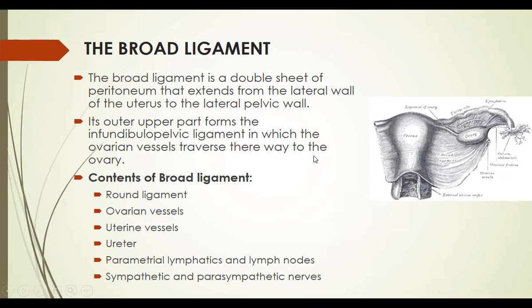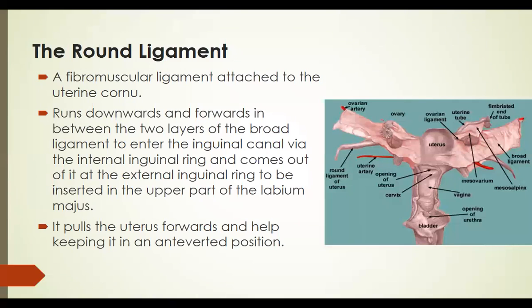So what are the contents of the broad ligament? It not only contains the ovarian vessels, uterine vessels, but also the ureter, round ligament, parametric lymphatics and lymph nodes, sympathetic and parasympathetic nerves. All these will be within these two folds of the peritoneum: ovarian vessels, uterine vessels, ureter, round ligament, the lymph nodes as well as lymphatics, as well as the sympathetic and parasympathetic nerves. So that was about the broad ligament.